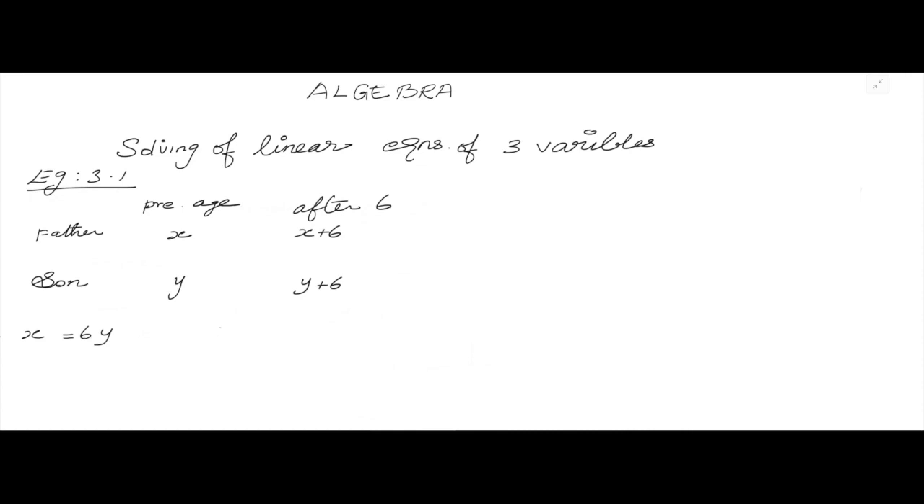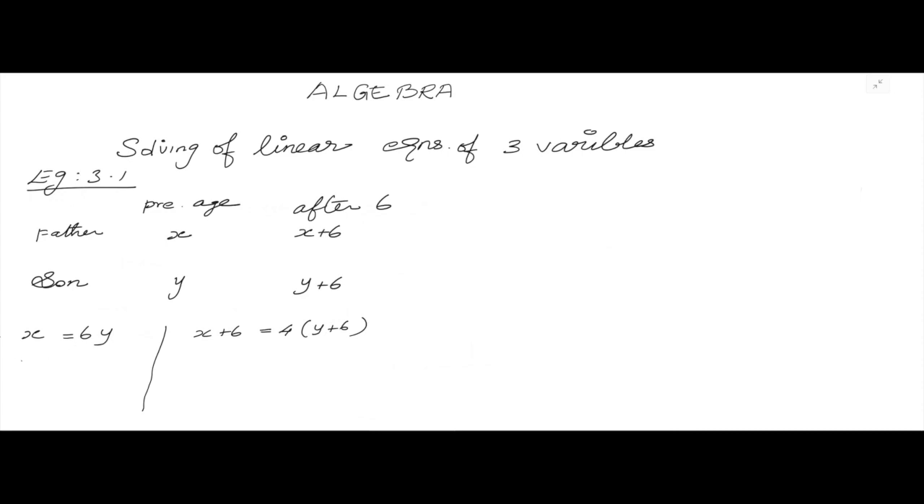And next, after 6 years, what is the age of the father? It is x plus 6, isn't it? That will be 4 times his son's age. What will be the son's age? It is y plus 6, right? Now, frame the equation. Here you have father and son, x and y, two variables. Just a revision, ma'am. It is last year's portion only.